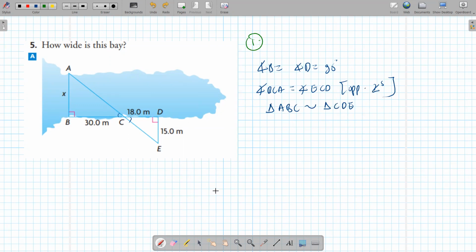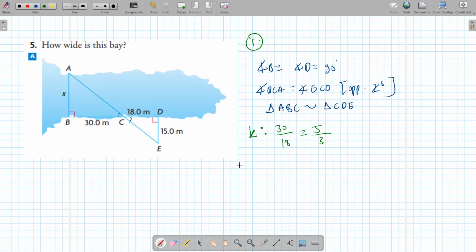They're similar, right? What's next? We're trying to find x. You find the scale factor. Okay, what over what? 30/18. 30/18 is right. So 6 goes into 30 5 times, and 6 goes into 18 3 times. So the scale factor is 5/3.